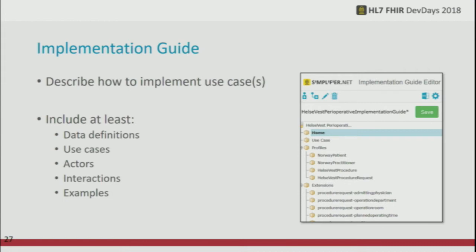Write anything about actors. What would clients and servers need to do to implement this? Which interactions do you support? Do you support search? Which search parameters do you support? And add a lot of examples, because people love examples. Especially developers would love to have examples. They would look at examples first and then look at your data definitions, probably.